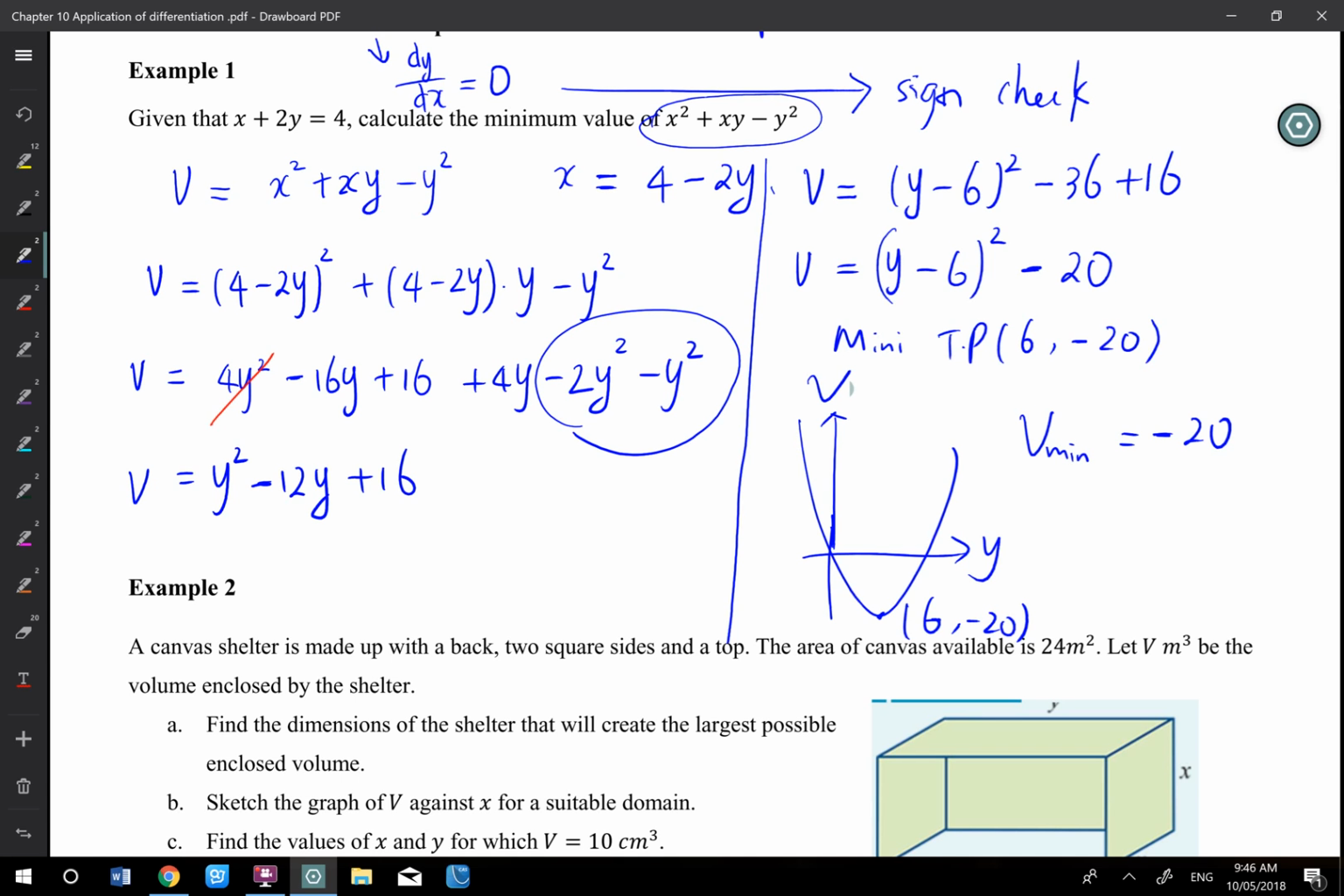So remember to answer what is required. A lot of students only answer y equals 6. Yes, y equals 6 will give you the minimum, but what is actually the minimum value? So you need to give the minimum value. So v minimum is negative 20.